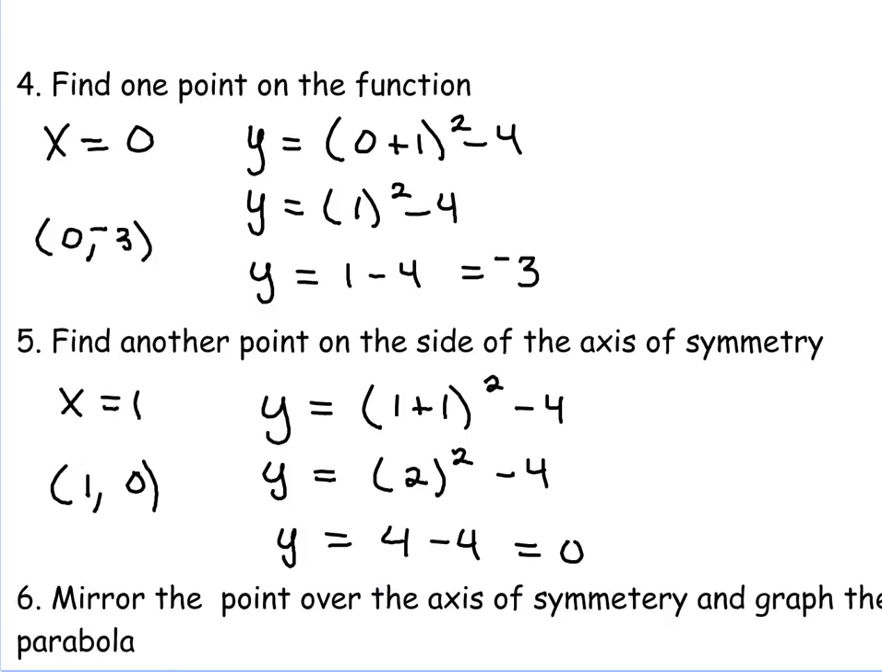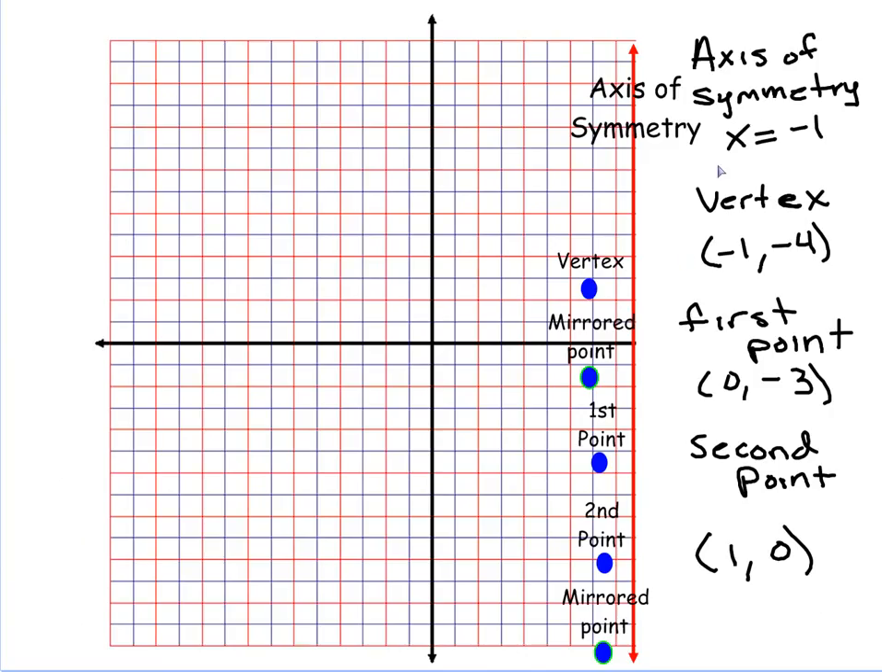Now that we have our information, we're going to graph it, and after we graph it, we're going to mirror the points over. First thing I'm going to graph is my vertex, which is at negative 1, negative 4. So I'm going to go over to negative 1 and down 4: 1, 2, 3, 4. Then I'm going to put my axis of symmetry right through that vertex.